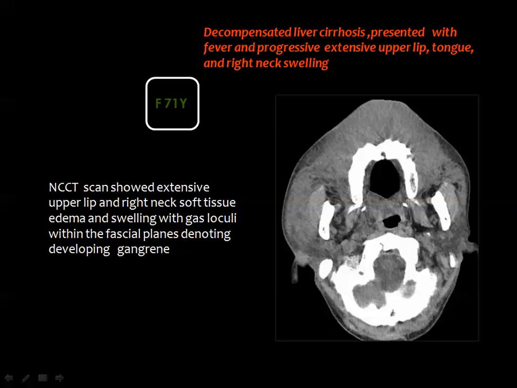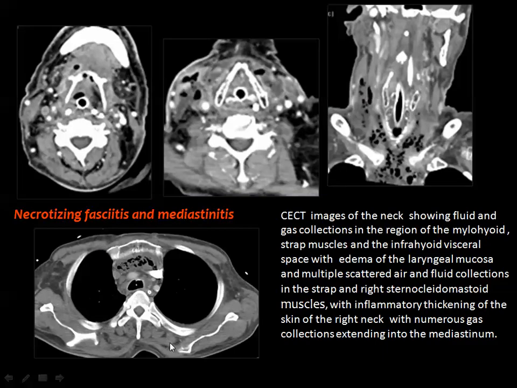And this is also an example of necrotizing fasciitis with air loculi in the deep tissue planes, in the deep fascial planes, and you may appreciate the presence of collections which are somewhat marginally enhanced. And in the course of this disease, you may get thrombosis of the internal jugular vein, and you may also have extension of this inflammatory process into the mediastinum, causing mediastinitis, as you can see in this particular example.